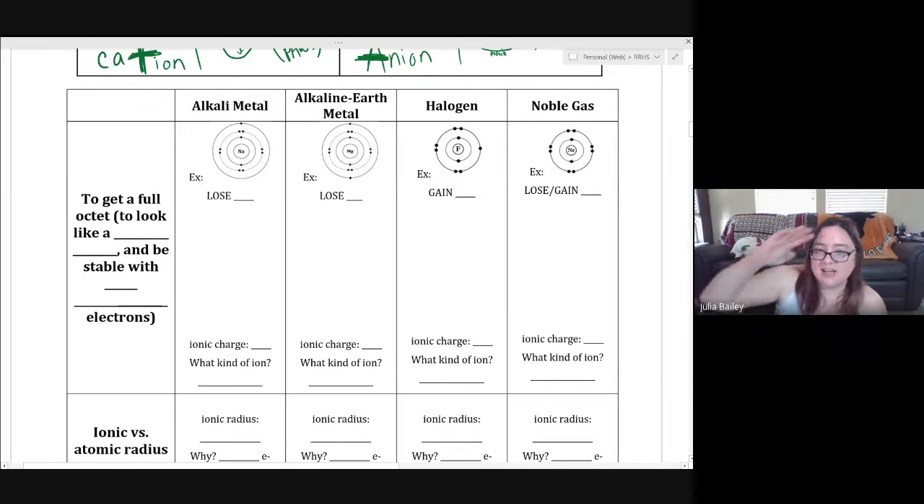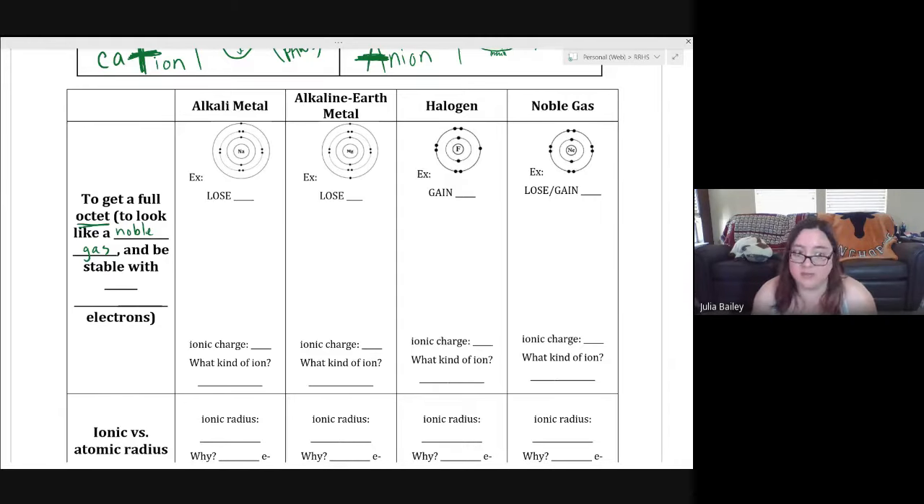Okay, let's talk about ions with respect to each family. To get a full octet, meaning to look like a noble gas, which is what every element wants to do, because the noble gases are so cool and so stable. They want to be stable, look like a noble gas. Every element wants to have a full octet to be stable like a noble gas. And so to do that, they want to end up with 8 valence electrons. And your atoms will lose or gain electrons, whatever is easier, in order to get that full octet.